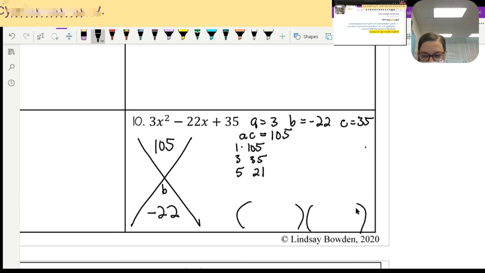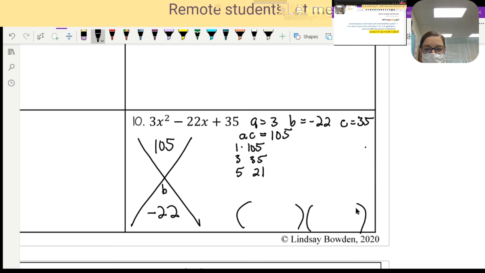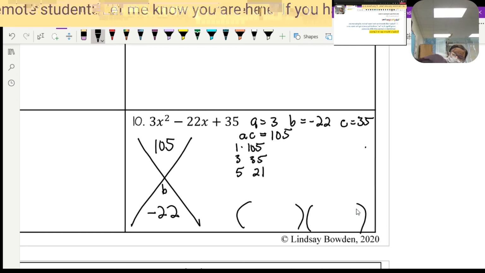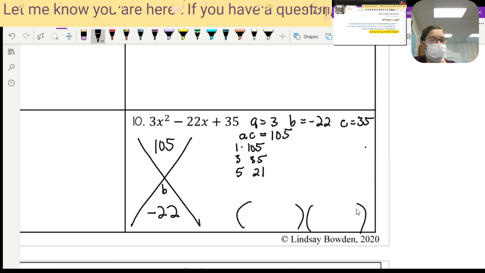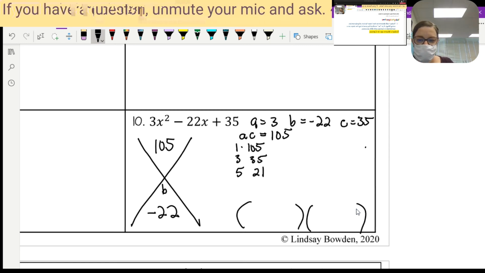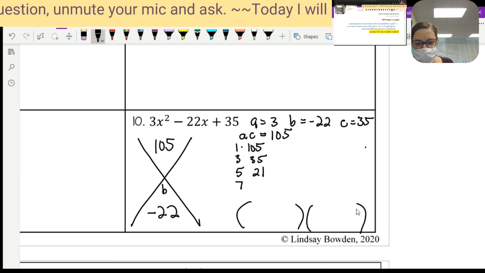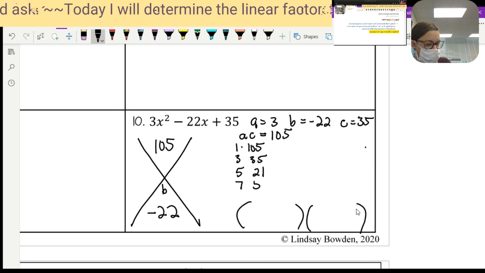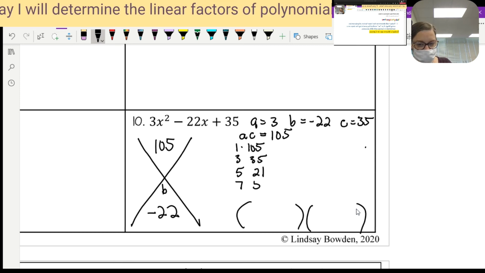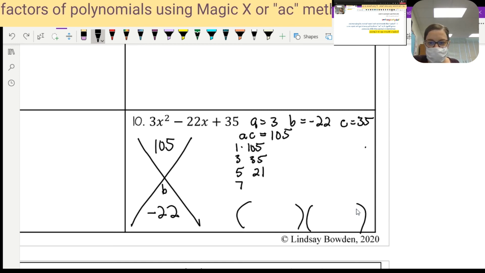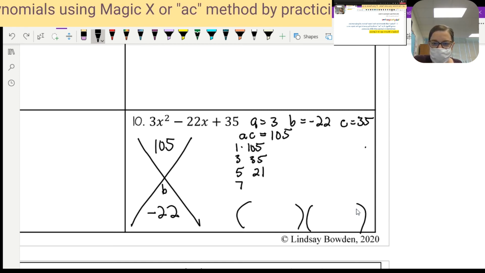So we need to figure out what. Wait, if it's 35, then 7 is a factor too. We should try that one. So we need to figure out what goes into 105 and then subtract it, or add it, to get -22. So we have 7 and we have 5. Is it 7 and 11? 105 divided by 7 equals 15.